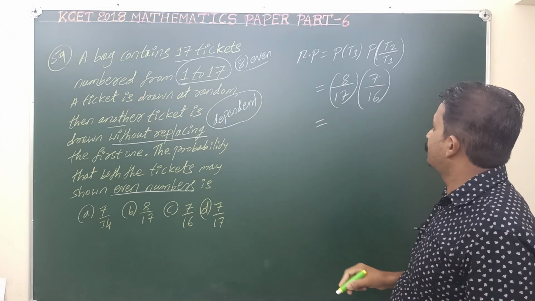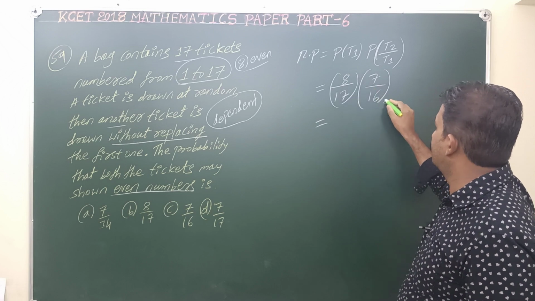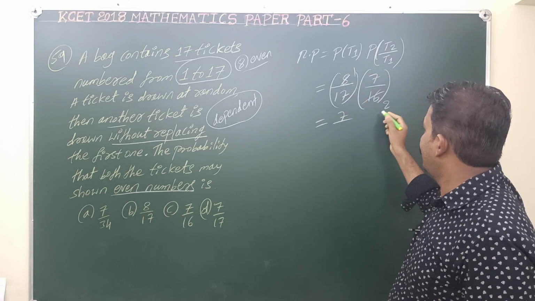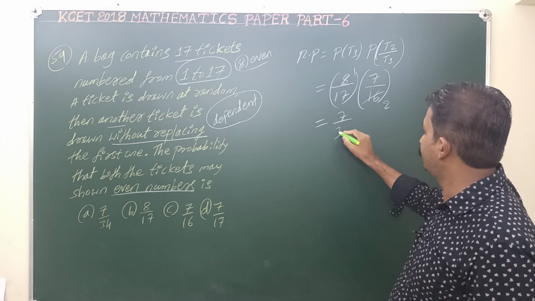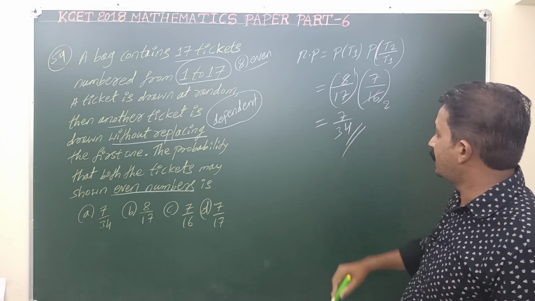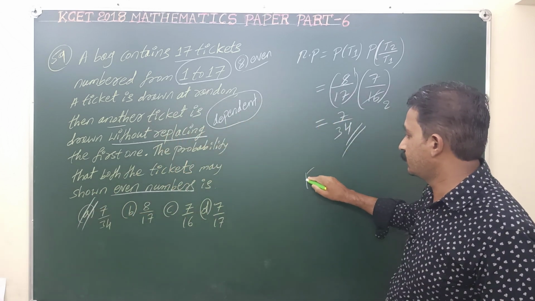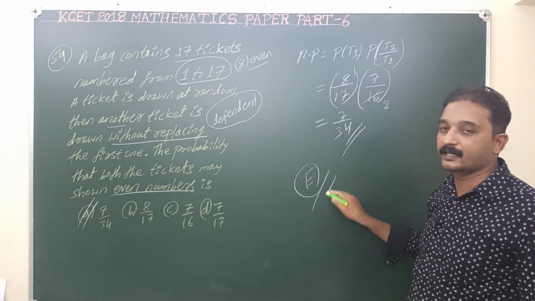So here in this case we have to find out 8 2s are 16. So 8 1s are 8, 7 by 17 2s are 34. In this case 7 by 34 is the correct option. So an easy question, all the students solve this question easily. Take down.